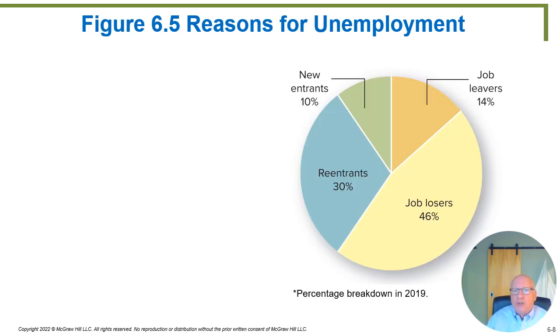Now, let's look at some reasons why someone might be unemployed. The largest reason, highlighted in yellow here, is that you are a job loser, meaning someone has laid you off for some reason. That's 46% of all the unemployed people; they are unemployed because they lost a job. Another group of people, in a slightly darker yellow, are called job leavers. These are people who quit their job for whatever reason.